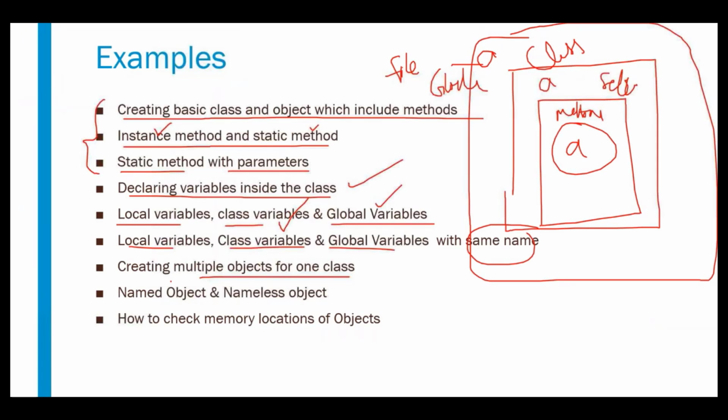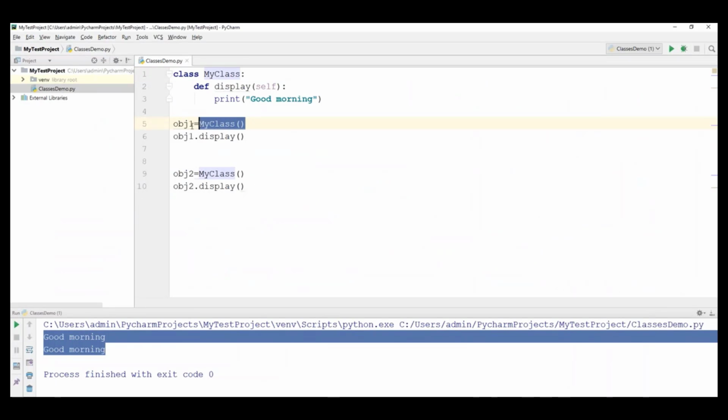Now we'll see the named object and nameless object. When creating objects, there are two types of objects: named objects and nameless objects. What is the difference between a named object and a nameless object? It's very simple. When I create an object with some name, the object is referred to by a name. This is called a reference variable. This is called a named object, because this object is referred to by using a name.